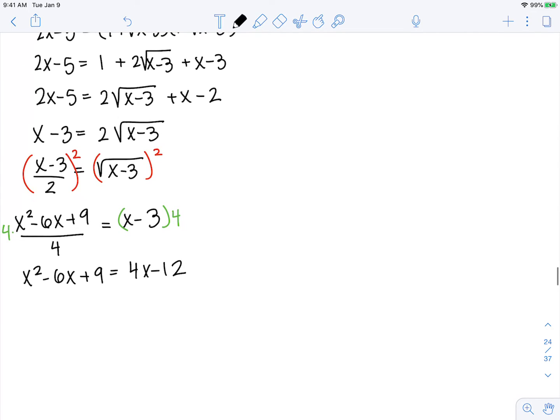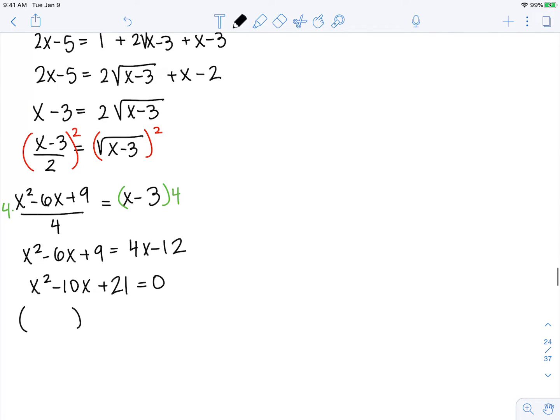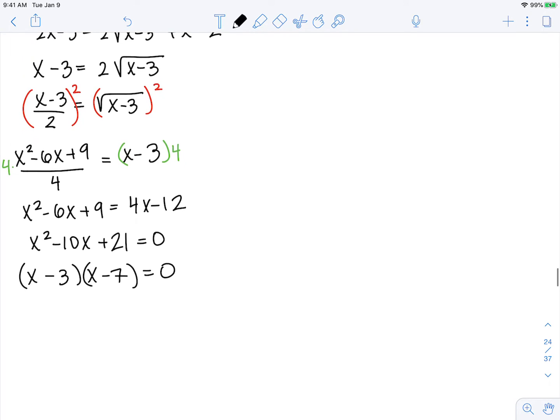I'm almost there now. I have a quadratic equation, so I'll get the right side equal to 0, and that'll make x squared minus 10x plus 21 equals 0. So I can factor by guess and check now. x, and minus 3, minus 7 works out. x minus 3 equals 0, or x minus 7 equals 0. So x equals 3 or 7.